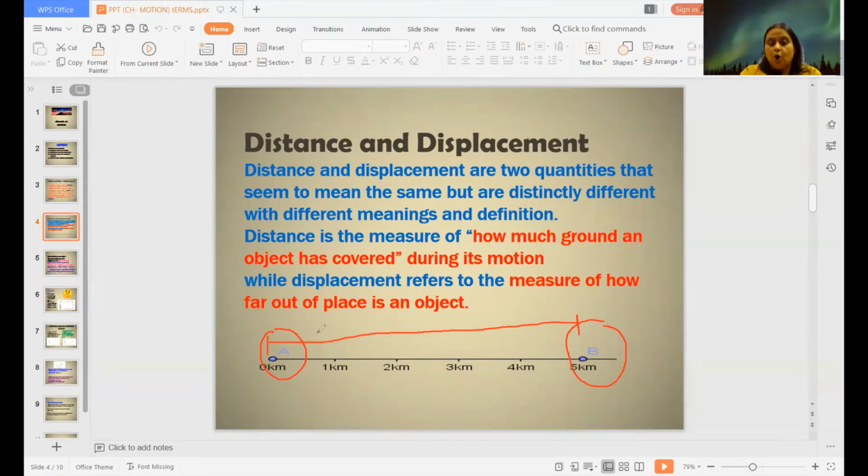But if you say that object is moving from A to B, first it is going A to B and then coming back from B to A. So what will happen in this case? If it is going from A to B, how much distance has been covered? Actual path covered 5 kilometers. When coming back from B to A, again it is covering 5 kilometers. So how much distance? That is 10 kilometers. But from where it has started, A point, where it has reached, again A point. So what is the shortest distance between A and A? 0. So displacement will be 0.